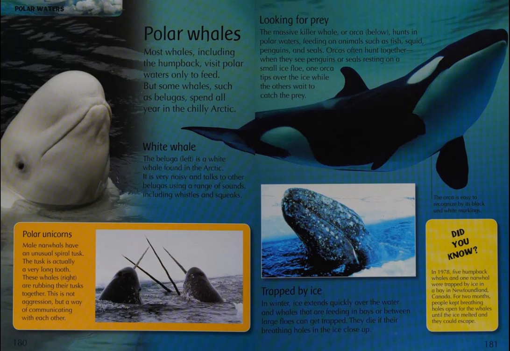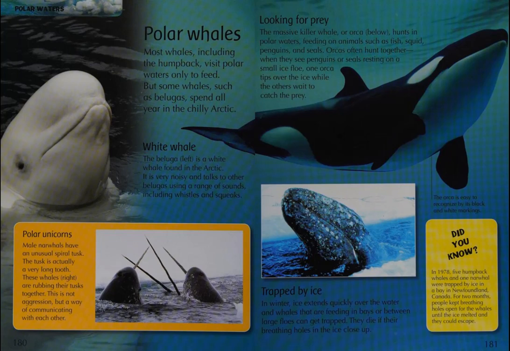Polar unicorns. Male narwhals have an unusual spiral tusk. The tusk is actually a very long tooth. These whales, right, are rubbing their tusks together. This is not aggression, but a way of communicating with each other.